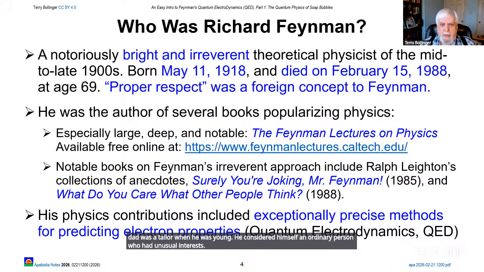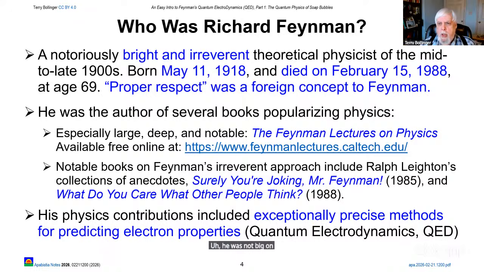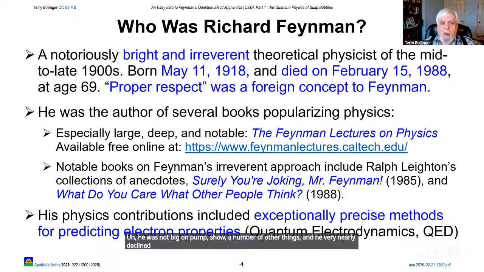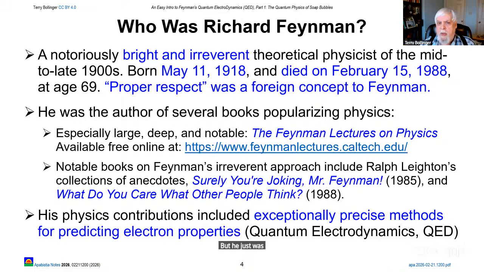He was not big on pomp, show, a number of other things, and he very nearly declined getting his Nobel laureate. And it wasn't that he was fine with fame. He had no problem at all being entertaining and being known by people, but he just was uncertain about whether the Nobel Prize was that good of an idea. And in some ways, he even regretted it later because it redirected him away from his research.